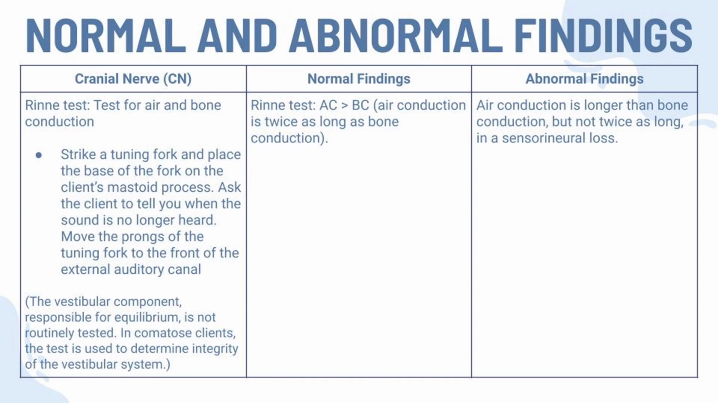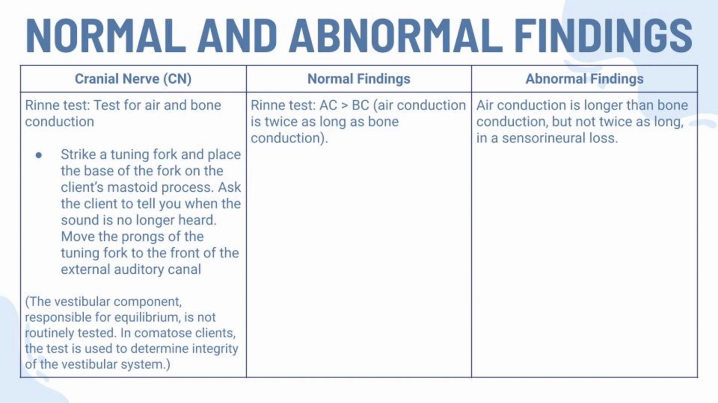The Rinne test is a test for air and bone conduction. To do this, strike a tuning fork and place the base of the fork on the client's mastoid process. Ask the client to tell you when the sound is no longer heard, and move the prongs of the tuning fork to the front of the external auditory canal. The vestibular component responsible for equilibrium is not routinely tested. In comatose clients, the test is used to determine integrity of the vestibular system.